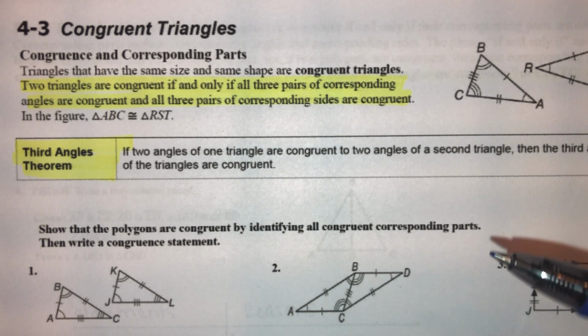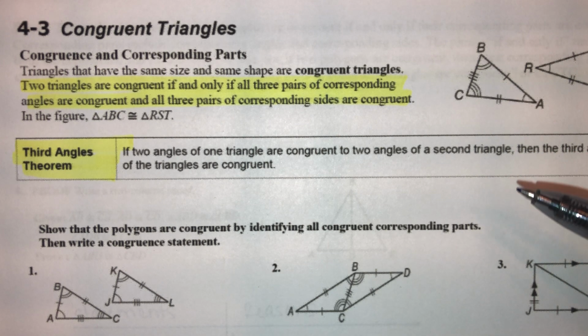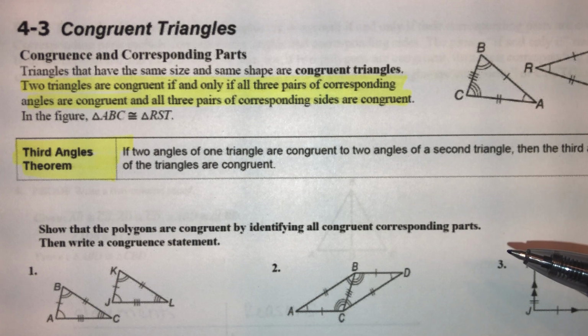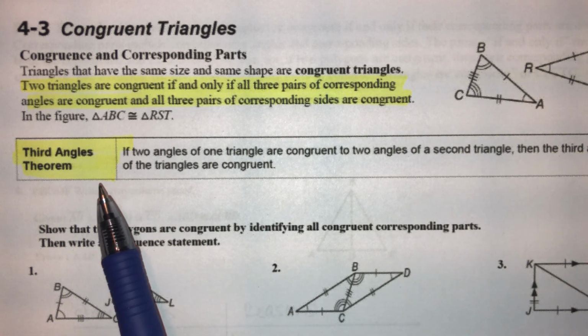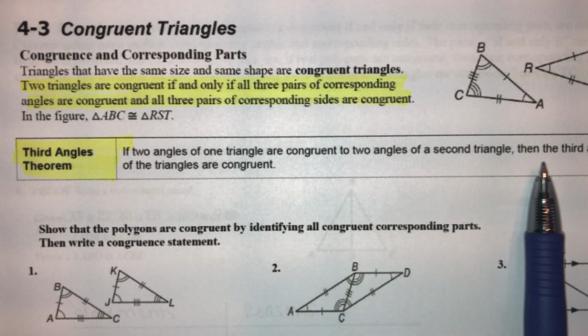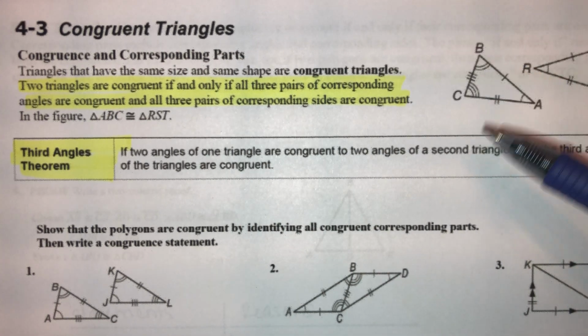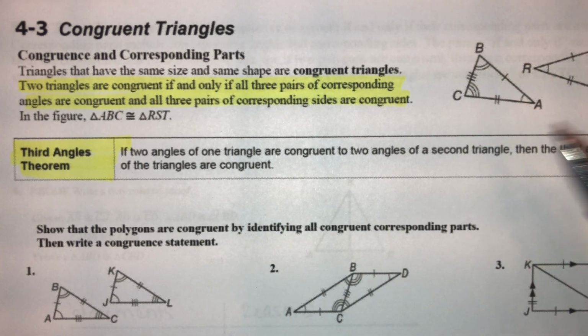Basically, it just says that we know all three angles of a triangle add up to 180. So if you know what two of the interior angles are, you can automatically figure out the third one, right? If two angles of one triangle are congruent to two angles of a second triangle, then the third angles of the triangles are congruent. It's not actually what I just said, but it's the same difference.